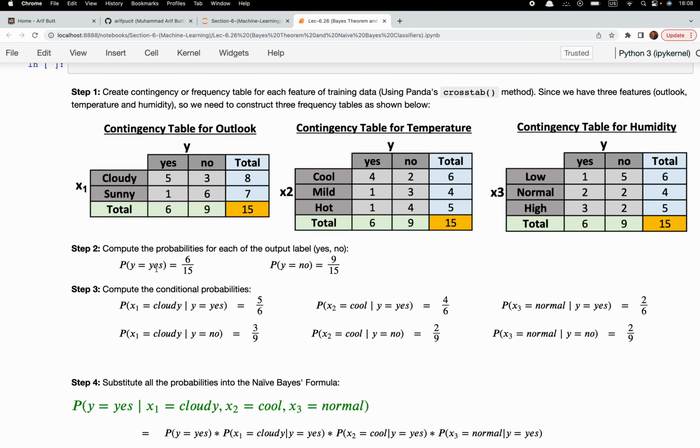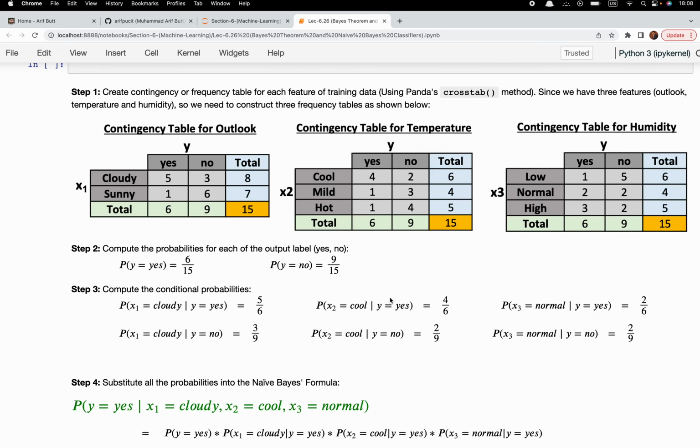In step 2, I have calculated the marginal probabilities for each output label, that is probability of y equals yes and probability of y equals no, and that comes out to be 6 over 15 and 9 over 15. In step 3, I have calculated all the conditional probabilities for the three input features given y equals yes as well as for y equals no. I hope this is making sense. You can easily calculate these probabilities from these tables.